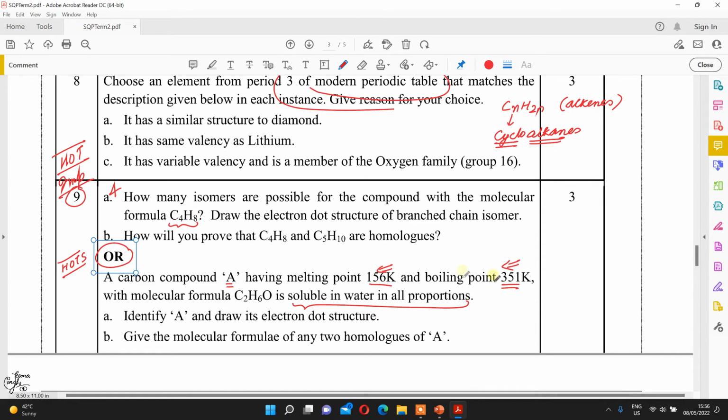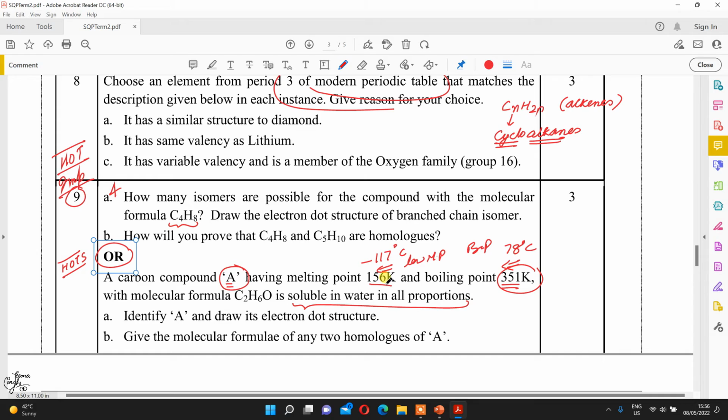Now, looking at this data, you don't have to remember this. If I convert them into degrees Celsius, minus 273, this is 78 degrees Celsius, and this is something around 117 degrees Celsius. You don't have to remember the value, just see it shows that they have very low melting point and boiling point. So obviously, those compounds which have low melting point and boiling point are covalent compounds. In your syllabus, only covalent compounds are there. So this A is a covalent compound.